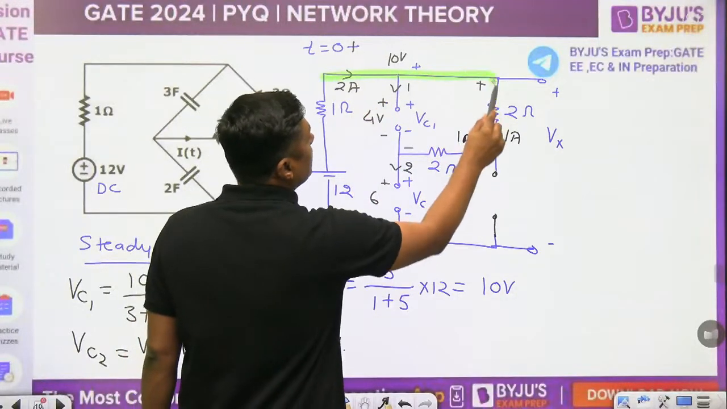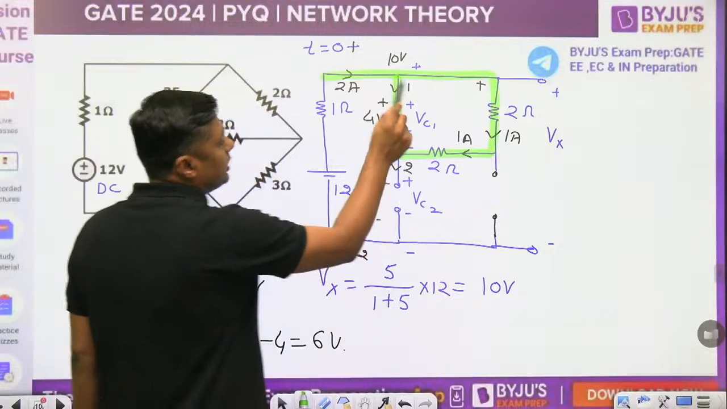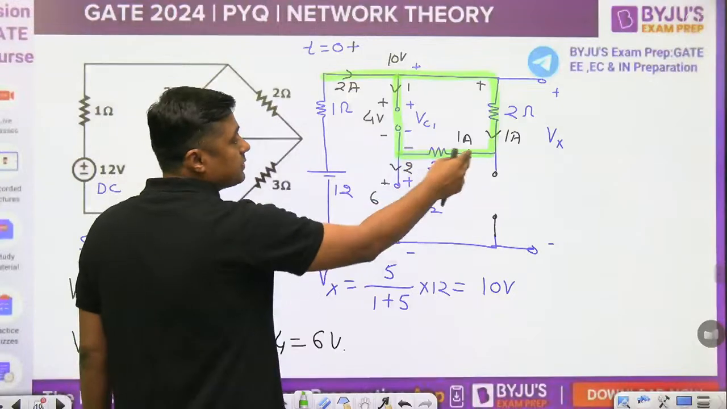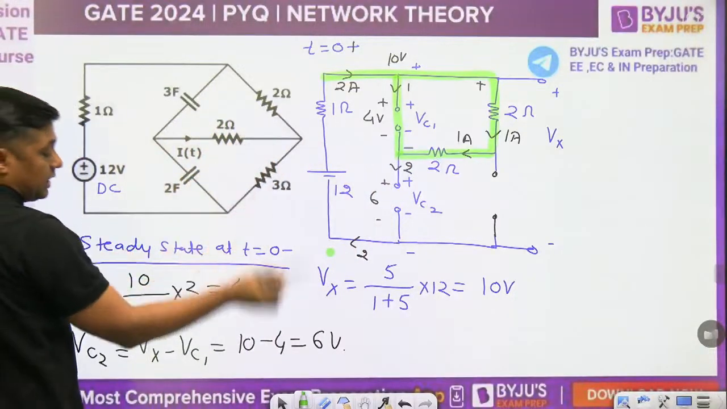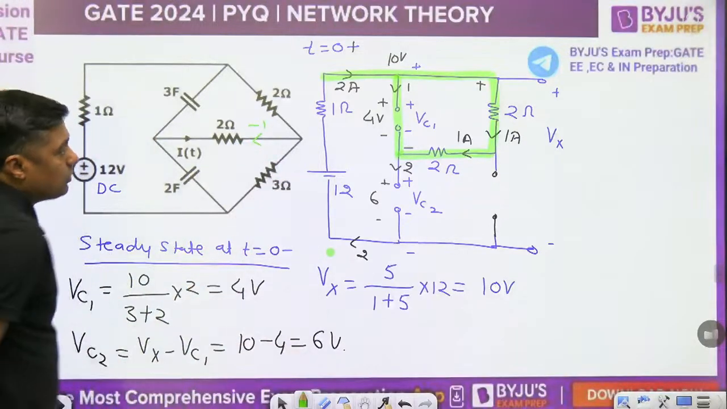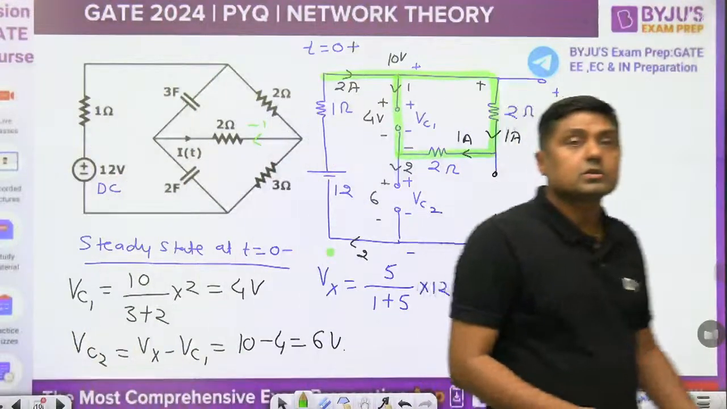So that is the path of the current from this point. One path is this one and one path is directly. And what is the current through this branch, the current IT? Minus 1 ampere, because we are getting the current in this direction. That's why the answer is minus 1 ampere. Okay, I think now it is clear.